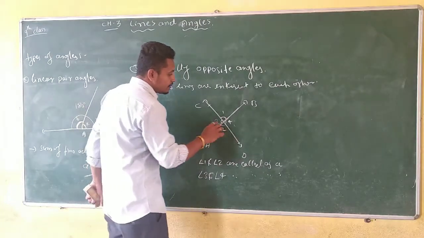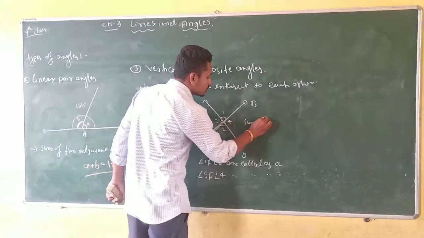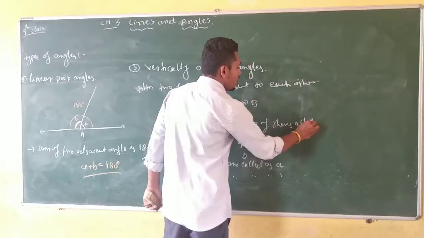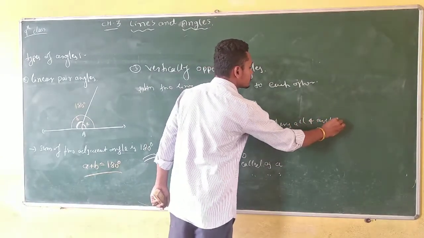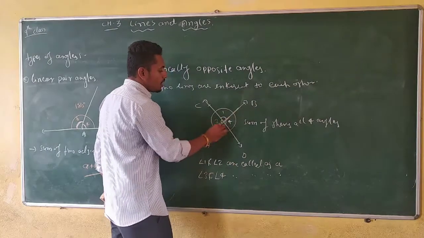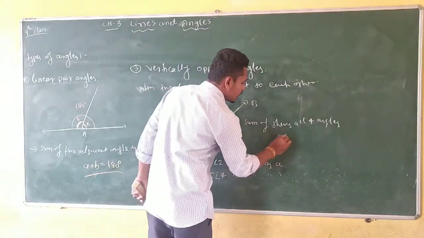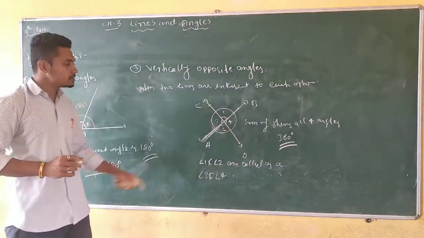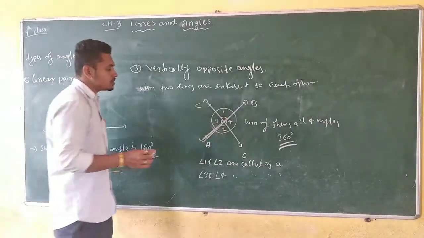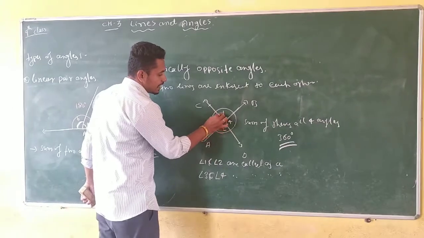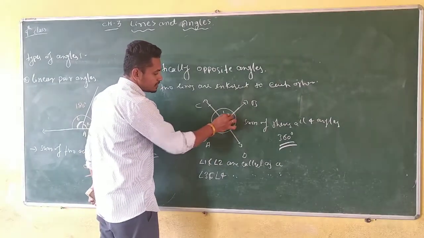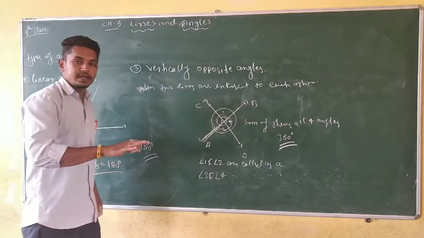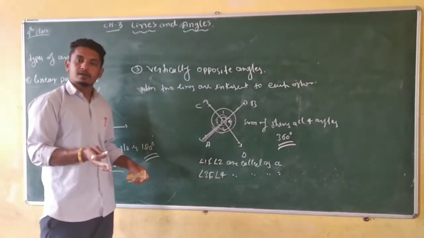And next, the sum of all these four angles is 360 degrees. Why? Because this straight line, this angle is 180 degrees, and on this straight line, that side, this angle is also 180 degrees. So 180 degrees plus 180 degrees is 360 degrees.